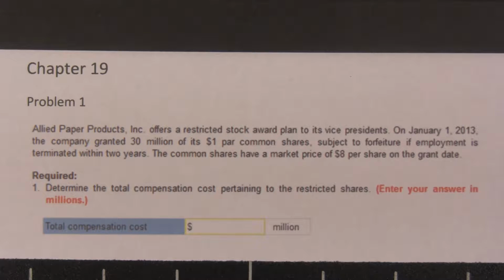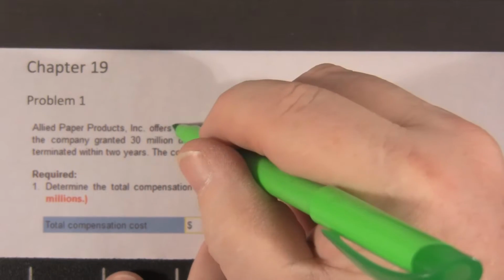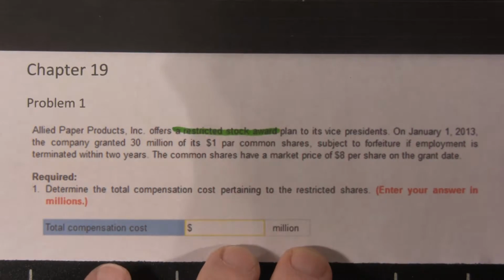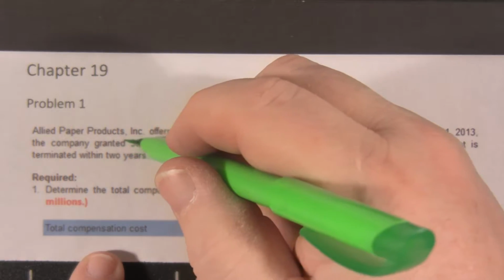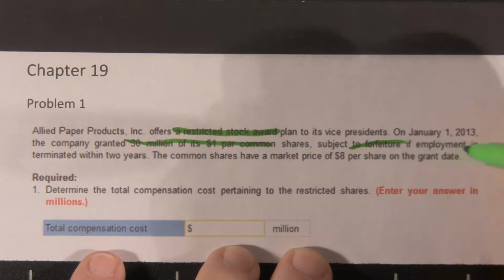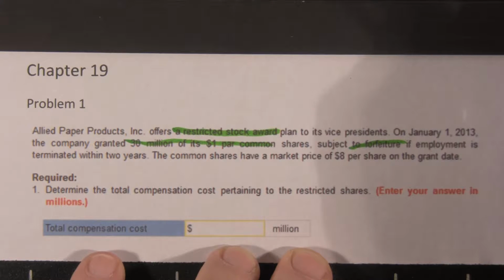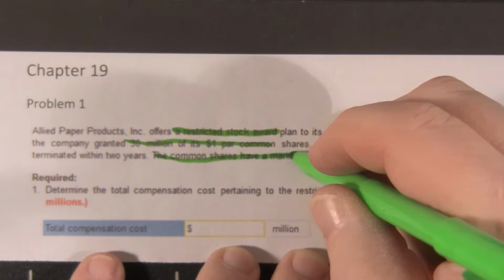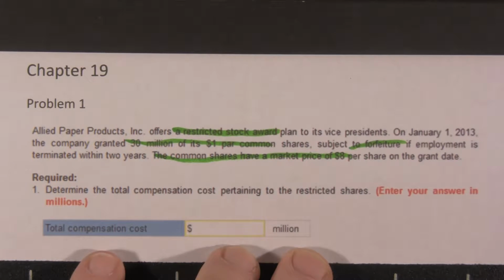Okay, let's take a look at this problem. And as always, it's always a good idea to make sure we know what we're talking about. This company offers a restricted stock plan. The company granted 30 million of its dollar par shares, subject to forfeiture. So these are the kind of plans that we will record, and then we will amortize them over the life. The common shares have a market price of $8 on the grant date.